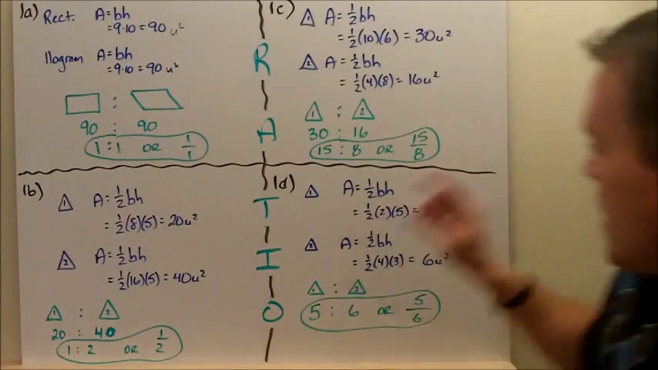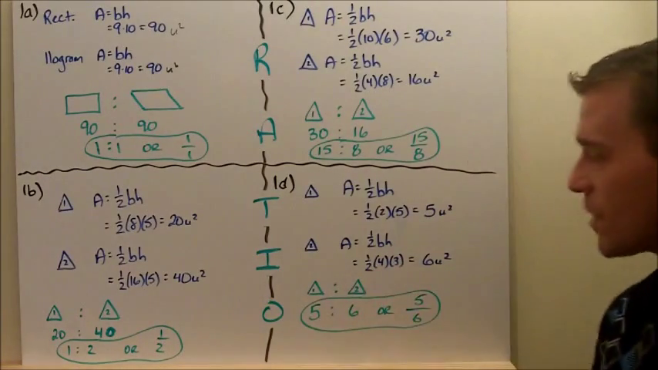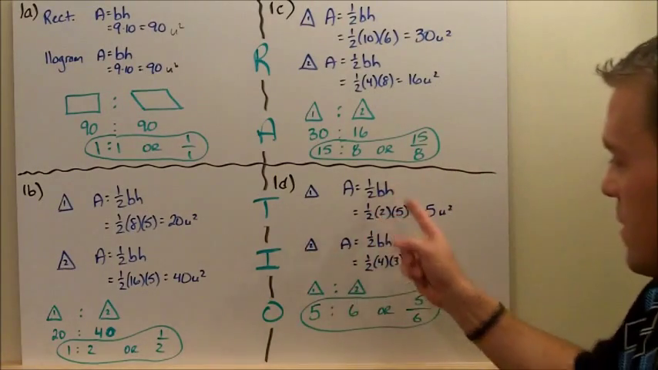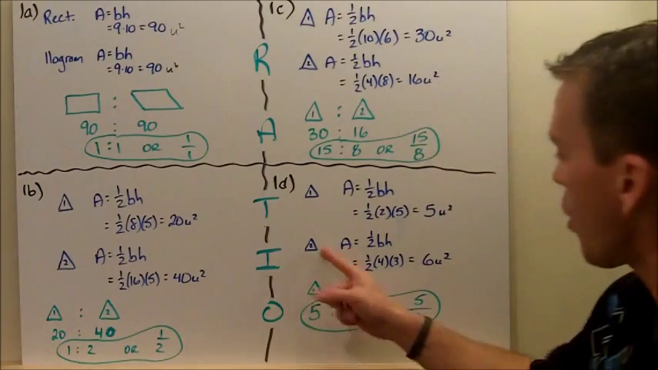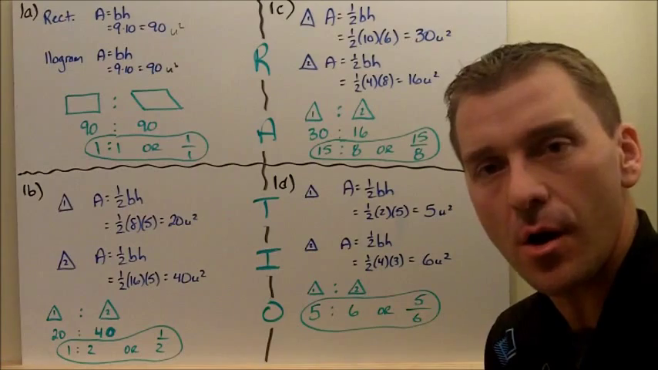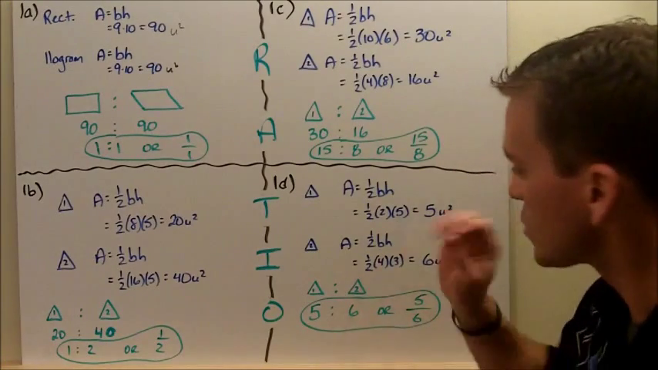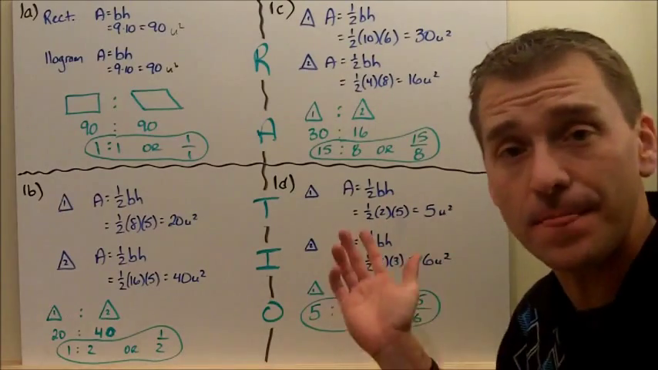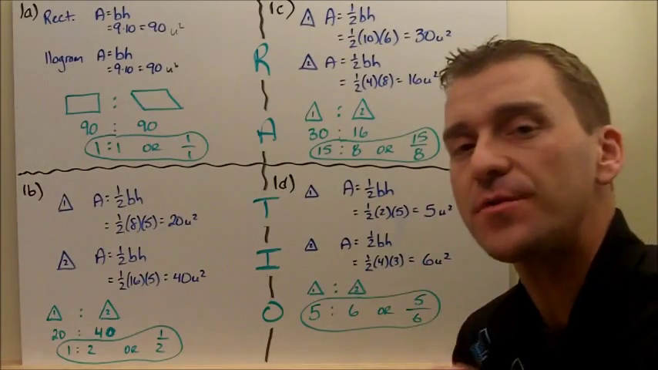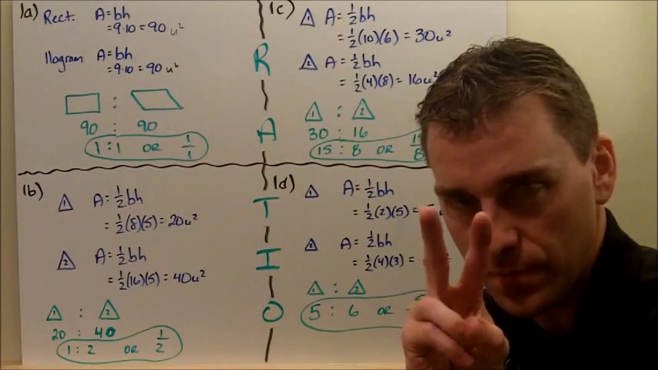That's a good example. Over here to the right, bottom right, 1D, two triangles. There's your area of the first one, 5 units squared. Oh, that's a cute little triangle. Over here, 6 units squared. Oh, a cute little triangle. So the ratio of their areas is just 5 to 6. And that's it.